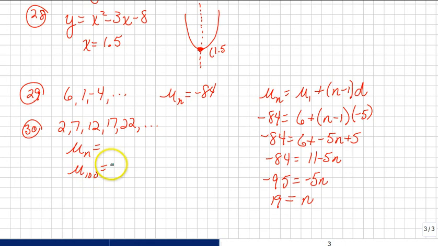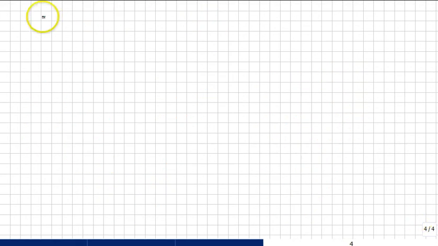U sub 1 is the first term, which is 2, plus n minus 1. N is 100, that's the number of the term we want. D is the common difference, which is 5. So we have 2 plus 99 times 5, which is 495 plus 2, or 497. So the 100th term is 497. That's number 30. Let's get a clean page for 31.